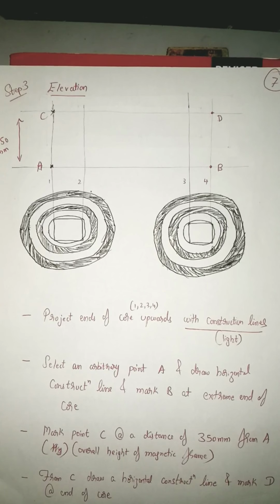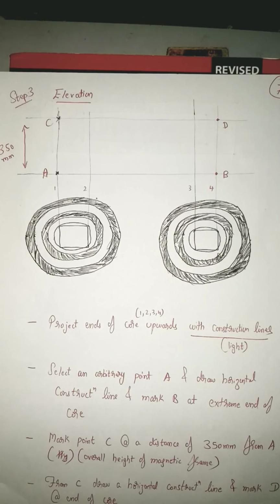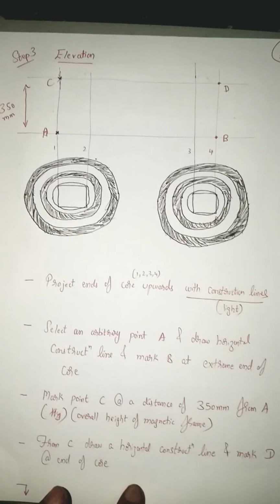That finishes with the plan. Now in step 3, we'll start drawing the elevation. So after completing the plan, we'll go for elevation. See, elevation becomes very easy if the plan is accurate. Now let us see the step by step procedure of how to draw the elevation.